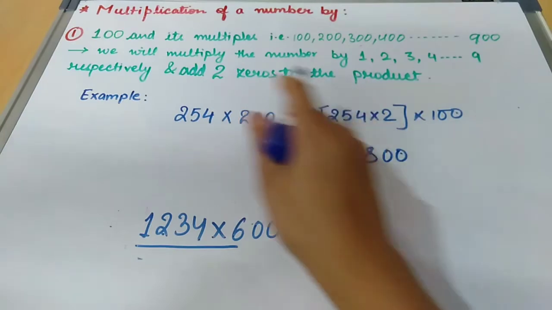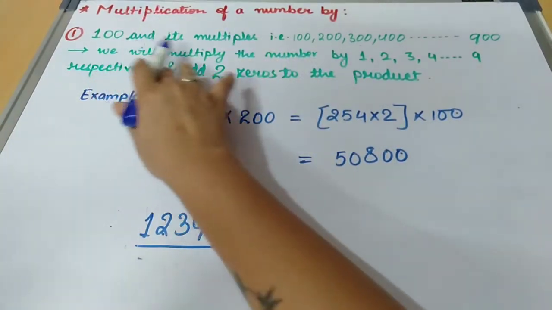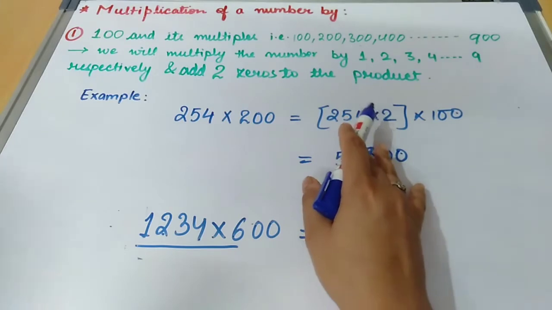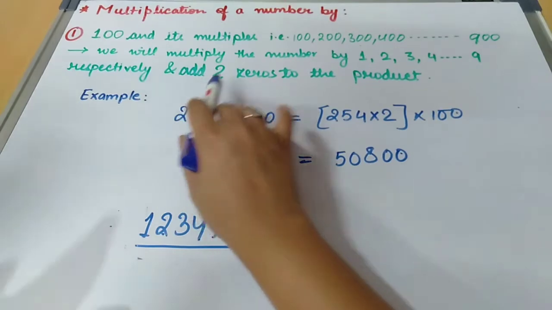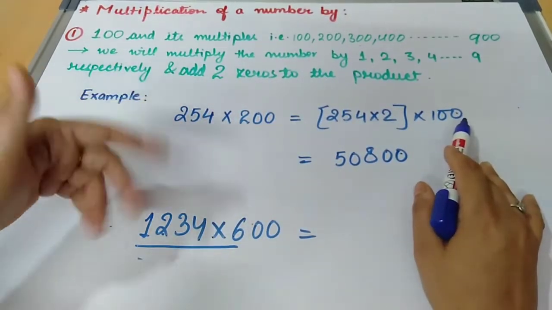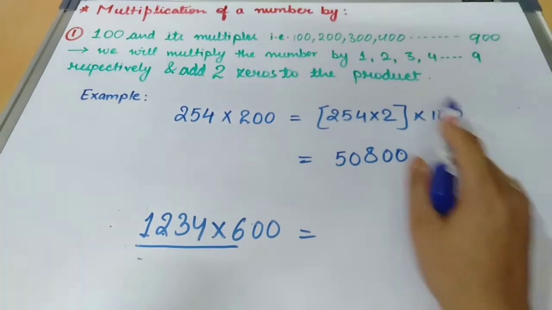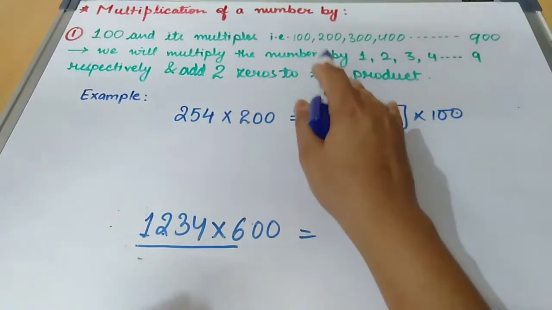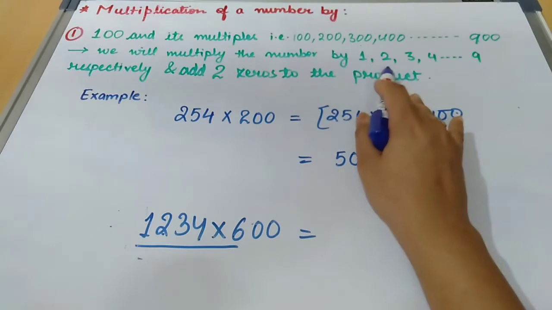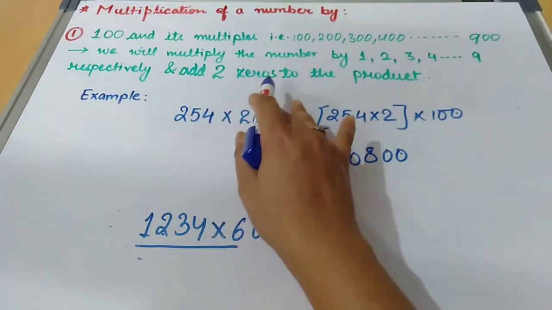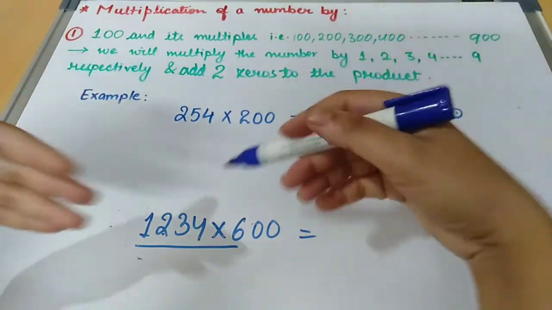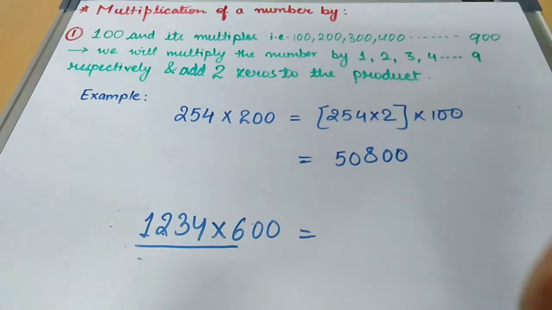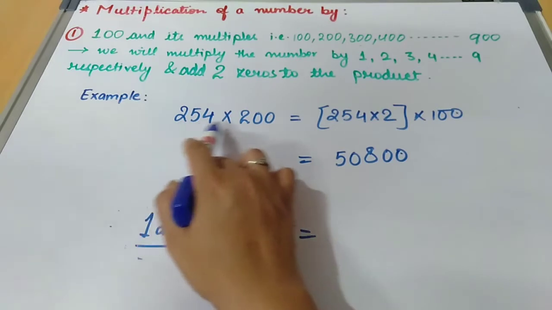Let's see another concept, multiplication of a number by 100 and its multiples. Same thing we are going to do here. The difference is that it has 2 zeros. 100 has 2 zeros, so at the end we will put 2 zeros instead of 1 zero. We multiply the number by these numbers, and at the end in the product we add 2 zeros. If there are 3 zeros, then we put 3 zeros. If there are 4 zeros, then we put 4 zeros at the end. It does not matter.